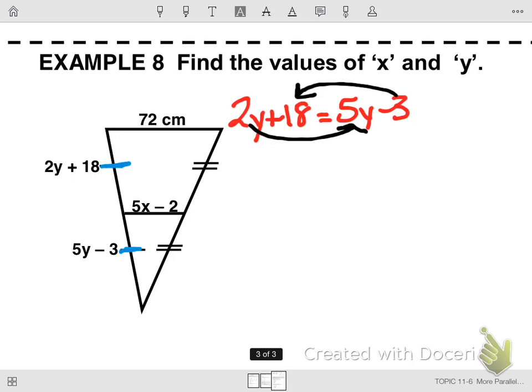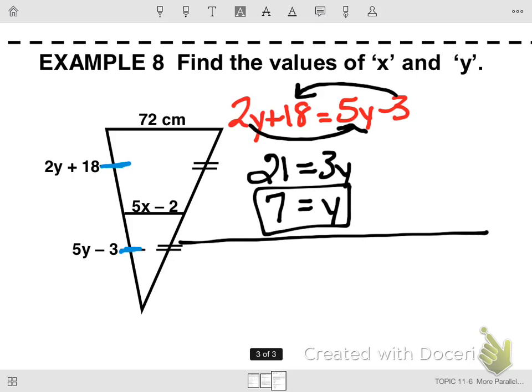So if I add 3 to 18, I've got 21 equals. Taking 2y away from 5y, I'm left with 3y. So what number times 3 gives me 21? I've got y equals 7.